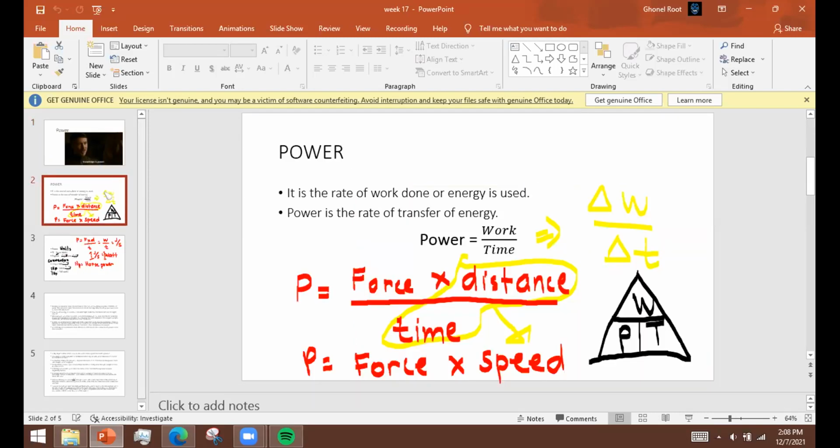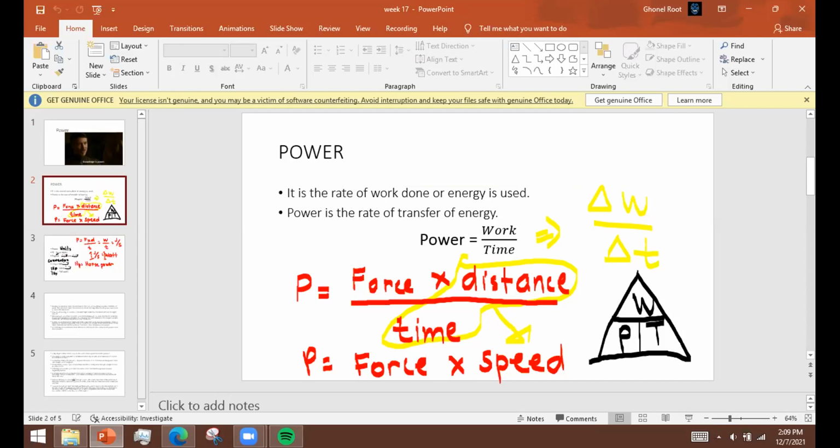So power is technically the rate of work done or energy used. Okay? It is the rate of work with respect to time. Okay? Power is equal to work over time. So from this idea, technically we can come up with a formula from calculus. So, change in work over change in time.